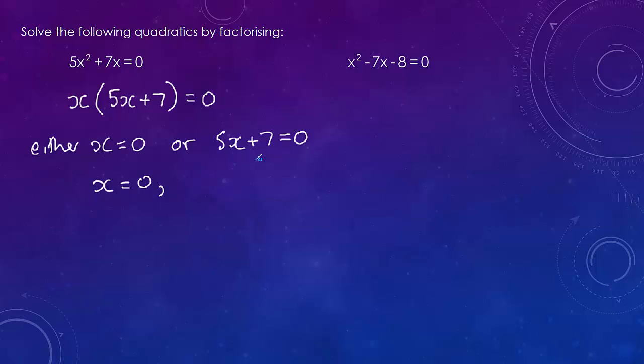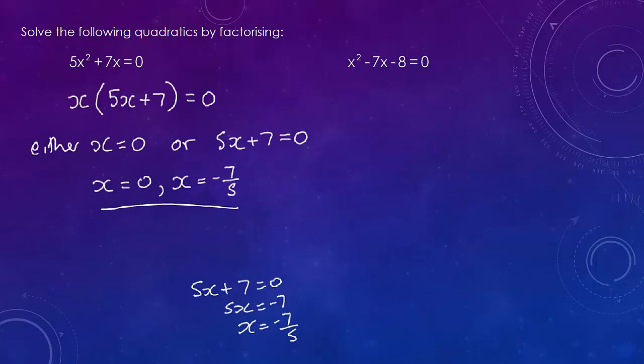And if we solve this one, let's just do that quickly down the bottom here. 5x plus 7 is 0. 5x would be negative 7. So x would be negative 7 over 5. So x is equal to negative 7/5 is the second solution.